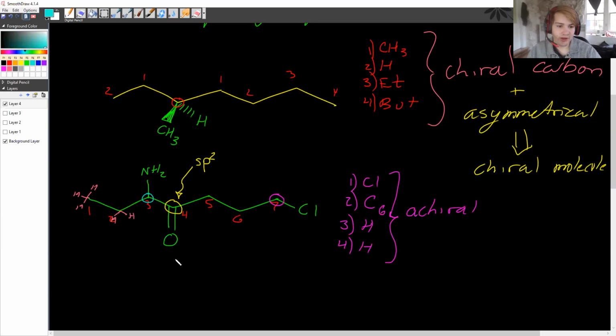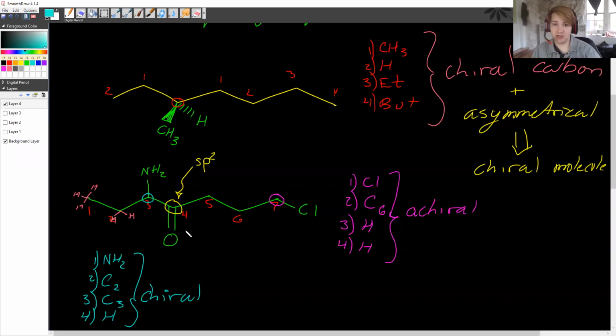Go on to the blue one. What we notice is that we have NH2, an amine. We have towards carbon 2, we have towards carbon 3, and we have that hidden hydrogen. 4 unique groups, chiral. But wait, there's no wedging and dashing. You don't need wedging and dashing. It's helpful because it clues you in on a place to go, but you don't need it in order to determine chirality.